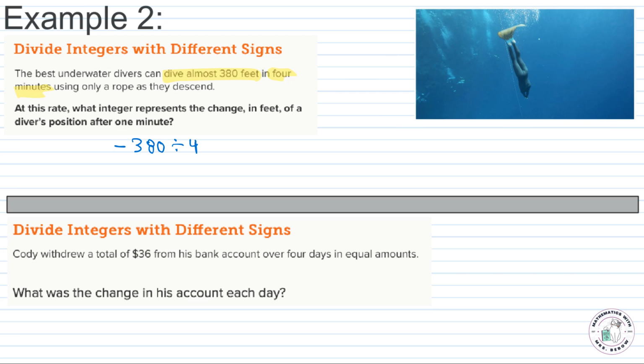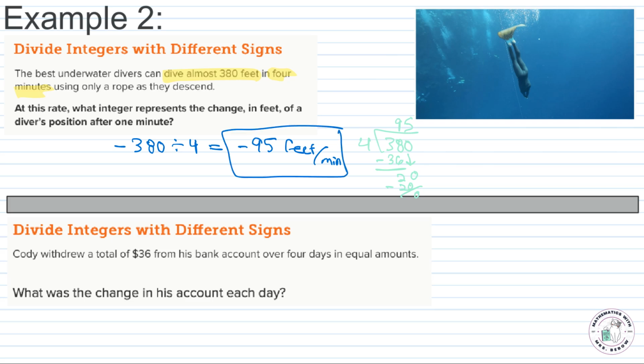If we need to, we can always set up a quick long division question off to the side. Showing my work here, we've got 380 divided by 4. As a reminder for my students, you're not using a calculator in this entire unit, so you're going to want to do this by hand. 4 goes into 38 nine times, since that's 36. I subtract, I get 2, bring down the 0. 4 goes into 20 five whole times, and then we're done with our division. So negative 380 divided by 4, because they're different signs, is going to be negative, so negative 95 feet. And then per minute would be the diver's rate.